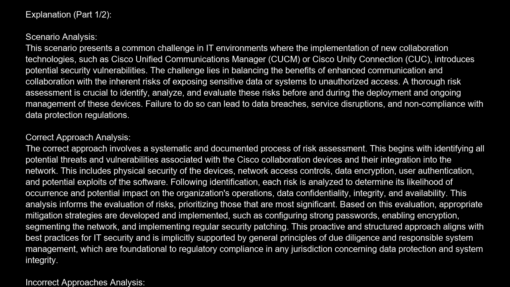This begins with identifying all potential threats and vulnerabilities associated with the Cisco collaboration devices and their integration into the network. This includes physical security of the devices, network access controls, data encryption, user authentication, and potential exploits of the software. Following identification, each risk is analyzed to determine its likelihood of occurrence and potential impact on the organization's operations, data confidentiality, integrity, and availability. This analysis informs the evaluation of risks, prioritizing those that are most significant.